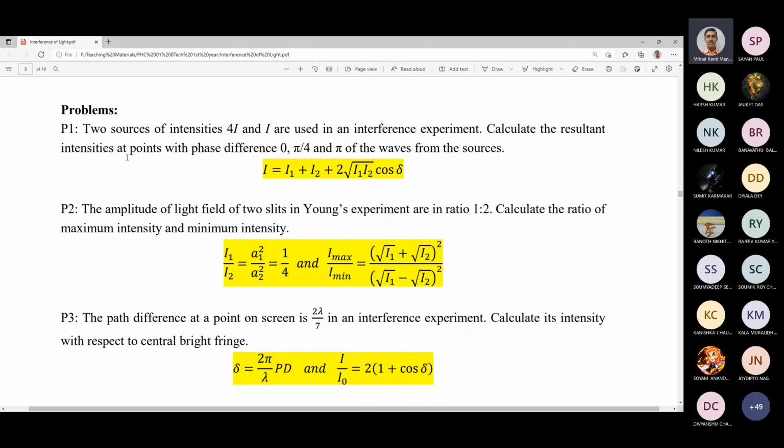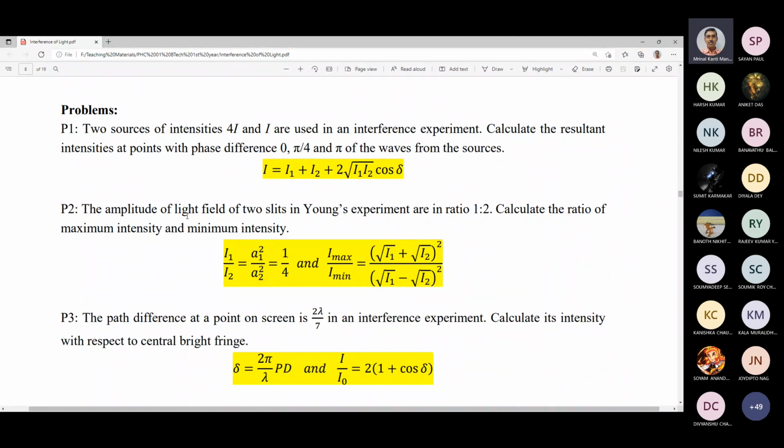Two sources of intensity 4I and I are used in an interference experiment. Calculate the resultant intensity at points with phase difference 0, pi by 4 and pi. I have already written the formula: the intensity is I1 plus I2 plus 2 root I1 I2 cos delta, where delta is the phase difference, right? So if you put in this data, then you will calculate it.